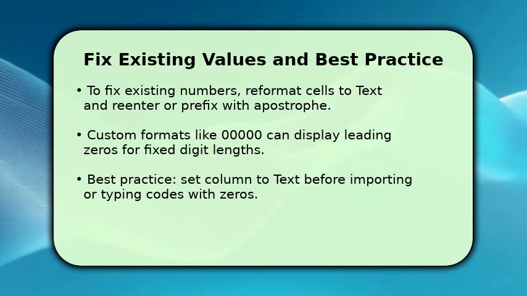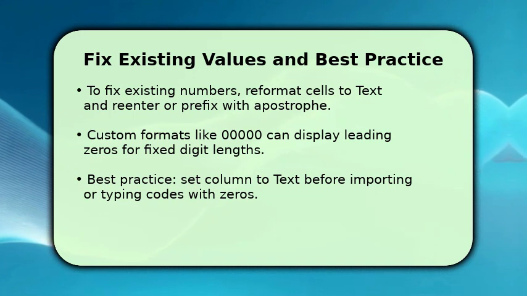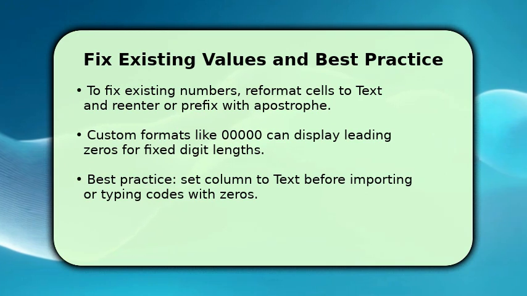If data already lost zeros, reformat the cells to text and re-enter values to restore zeros. As a quick fix, you can prefix a single entry with an apostrophe like '01234 to keep the zero.